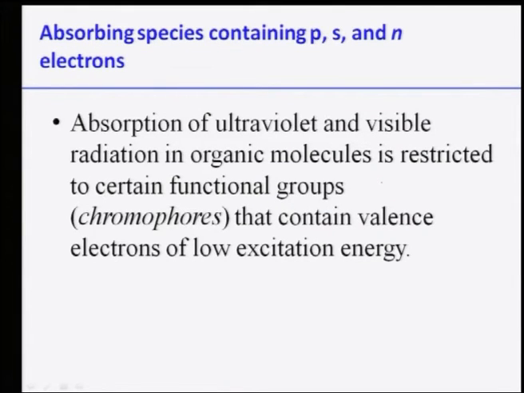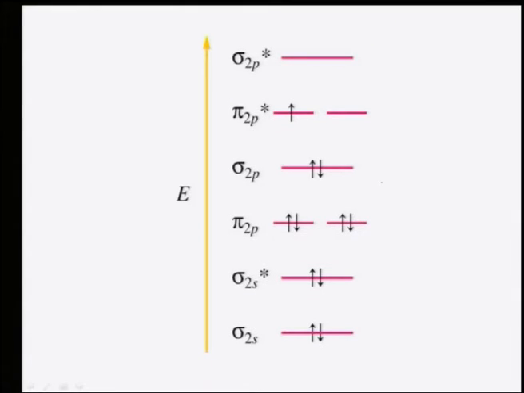Absorption of ultraviolet and visible radiation in organic molecules is restricted to certain functional groups, like chromophores, that contain valence electrons of low excitation energy. That means, if you want transitions in UV visible spectroscopy for pi, sigma and n electrons, the excitation energy should be as low as possible. Otherwise, because UV and visible are not very high energy, it will not happen. This is again shown here: sigma 2s, from bonding to antibonding, pi 2p to pi 2p star, and sigma 2p to sigma 2p star, bonding to antibonding orbitals.